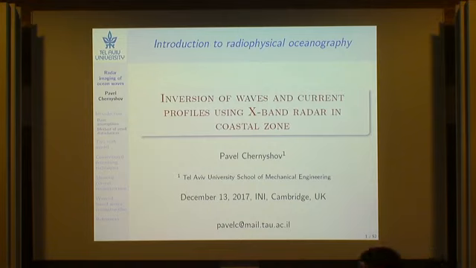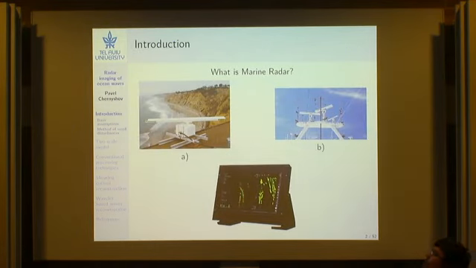Okay, hello to all. My topic for today is inversion of waves and current profiles using X-band radar in coastal areas. So let's go further. Basically, what is a marine radar? Marine radar looks like something like this. It is an antenna with a conjugation unit which goes to a monitor. And for navigational needs, that's it. You don't need anything else.